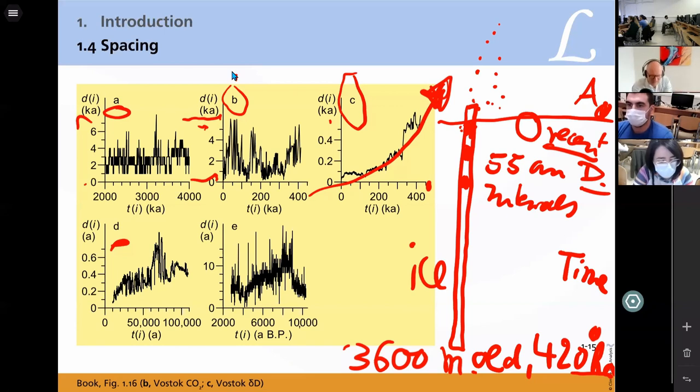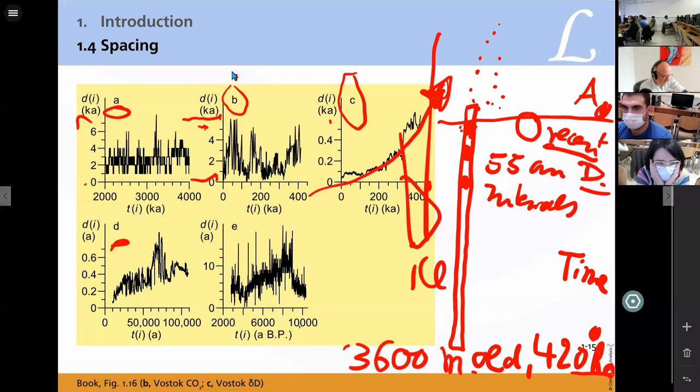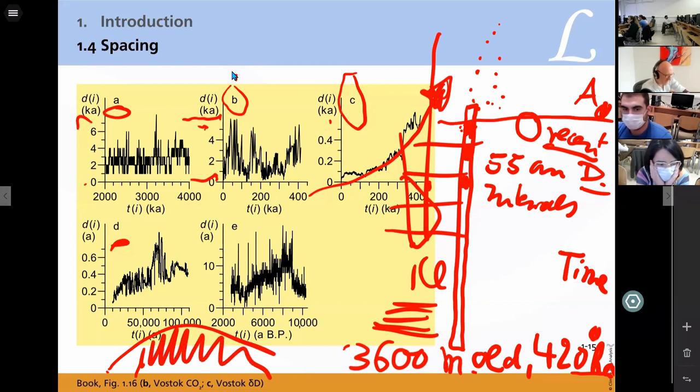And because the ice has also properties of liquids, it can flow. If you press from here, then the yearly layers get thinner and thinner, and here they are bigger. Or sometimes you have a bedrock beneath, and then the ice flows this way.